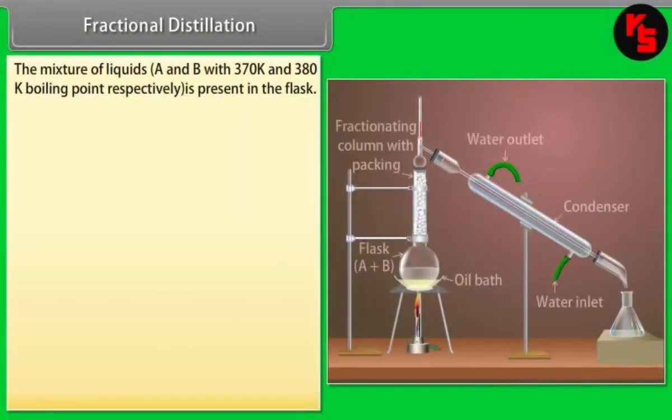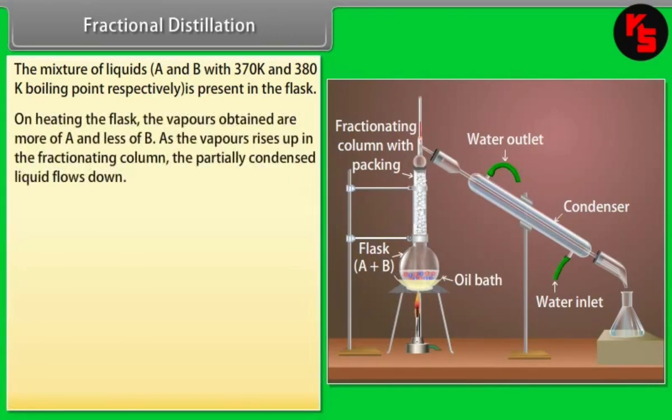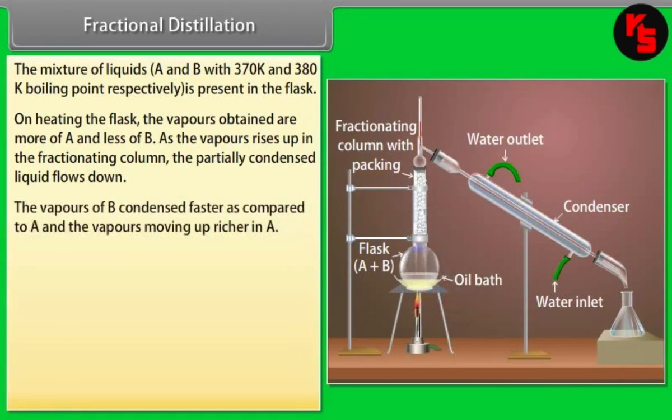The mixture of liquids A and B with boiling points of 370 Kelvin and 380 Kelvin respectively is present in the flask. On heating the flask, the vapors obtained are more of A and less of B. As the vapors rise up in the fractionating column, the partially condensed liquid flows down. The vapors of B condense faster as compared to A, and the vapors moving up are richer in A.